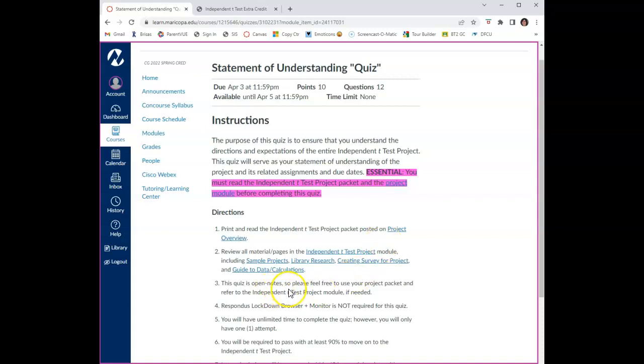This quiz is open notes, so please feel free to use your project packet and refer to the module if needed. Respondus Lockdown Browser and Monitor is not required for this quiz.